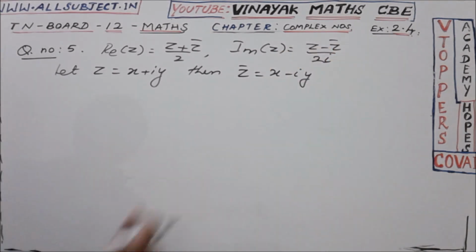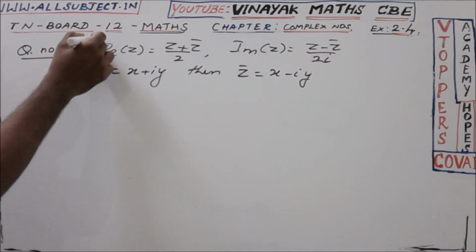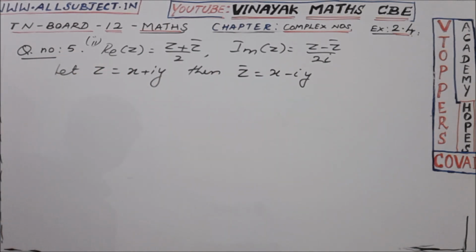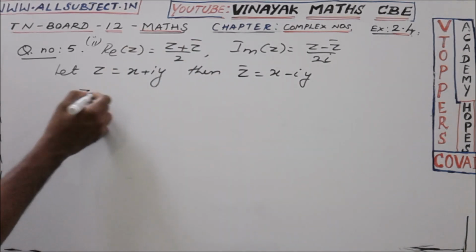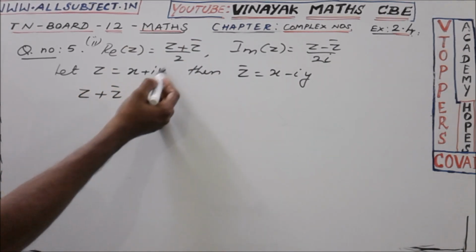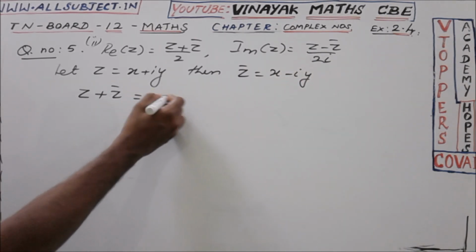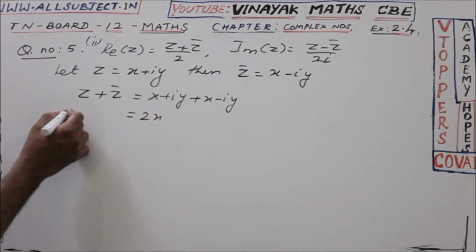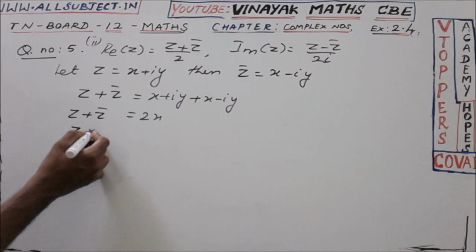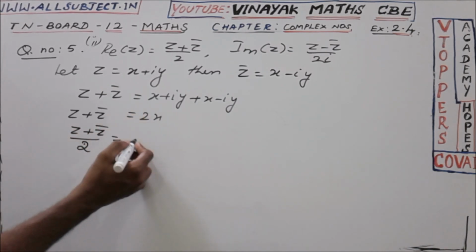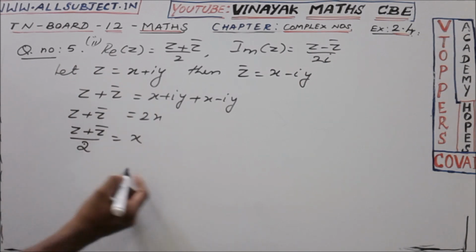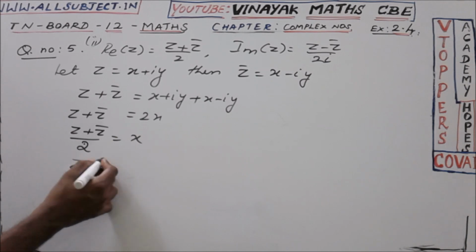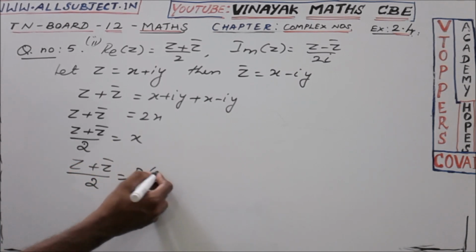We have proved already, and now again proving the same result here. Let z equal to x plus iy, then z bar will be equal to x minus iy. Now here z plus z bar is needed. Add z and z bar, iy and minus iy get cancelled. That is x plus iy plus x minus iy, which implies 2x. So z plus z bar divided by 2 will be equal to 2x by 2, that is x. In z, x is known as real part, y is known as imaginary part. So z plus z bar by 2 will be equal to real part of z here.